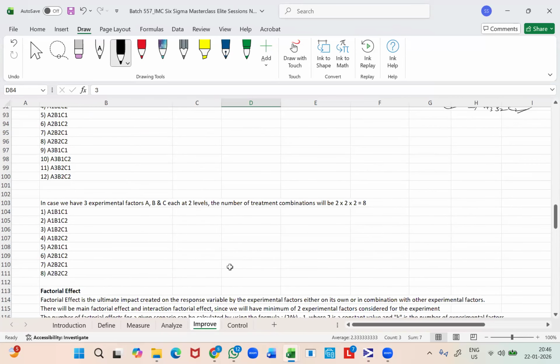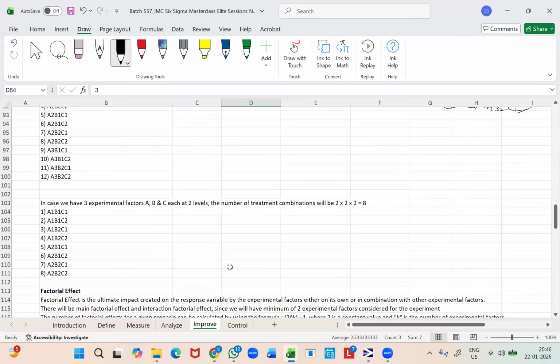But then in case we have three experimental factors identified, each at two levels, right? How many treatment combinations can we arrive at in total? So there will be 2 into 2 into 2. So three experimental factors, each at two levels means 2 into 2 into 2.